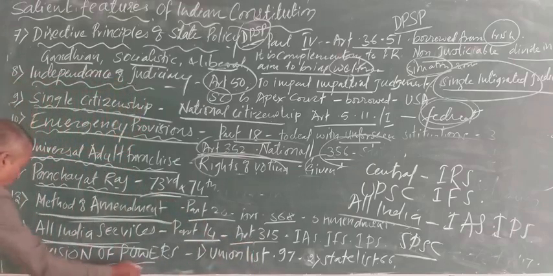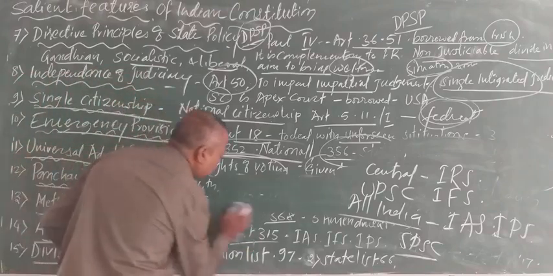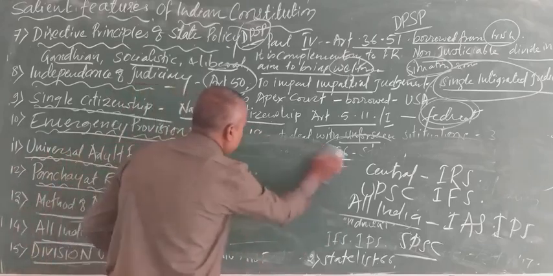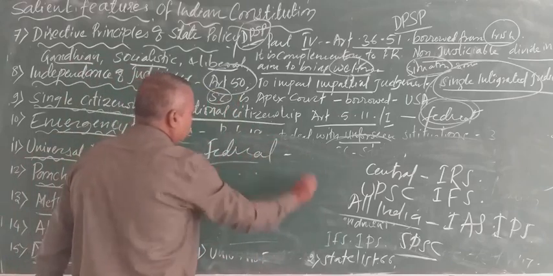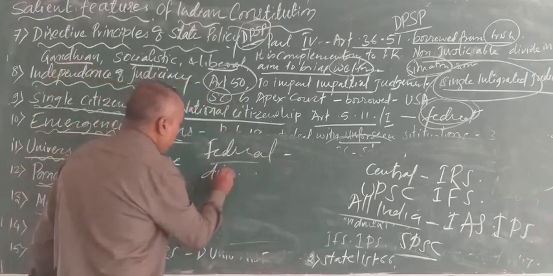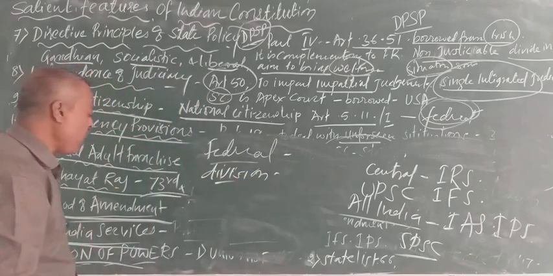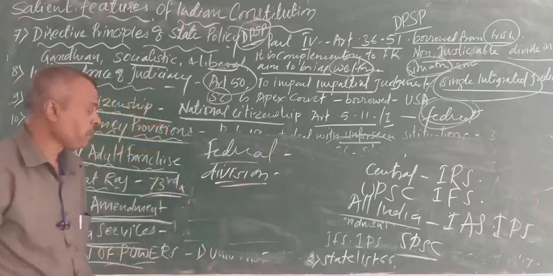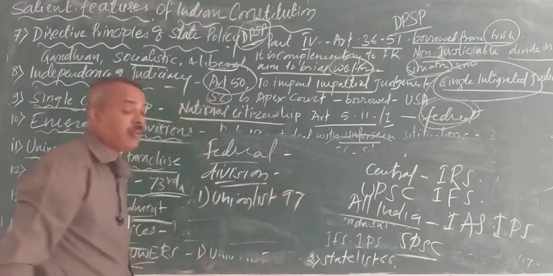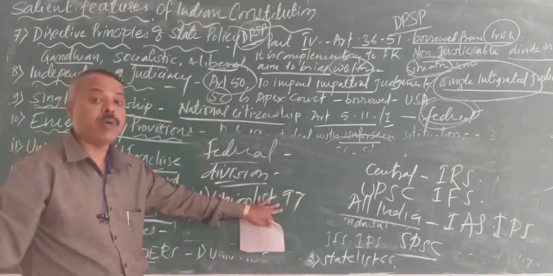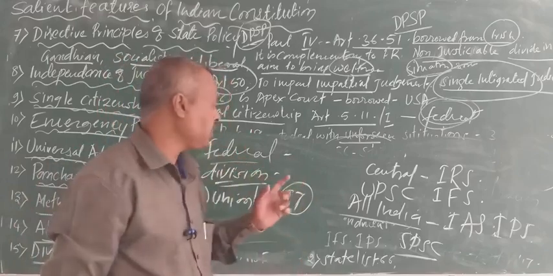Next, one of the most important features of the Indian Constitution is the division of powers. As I just told you, India is a federal state, and the concept of federation is that there is a division of powers between the center and the state. In India, we have three types of powers. One is the Union List, which contains 97 subjects, meaning 97 powers in the hands of the central government. The central government can control these 97 subjects.